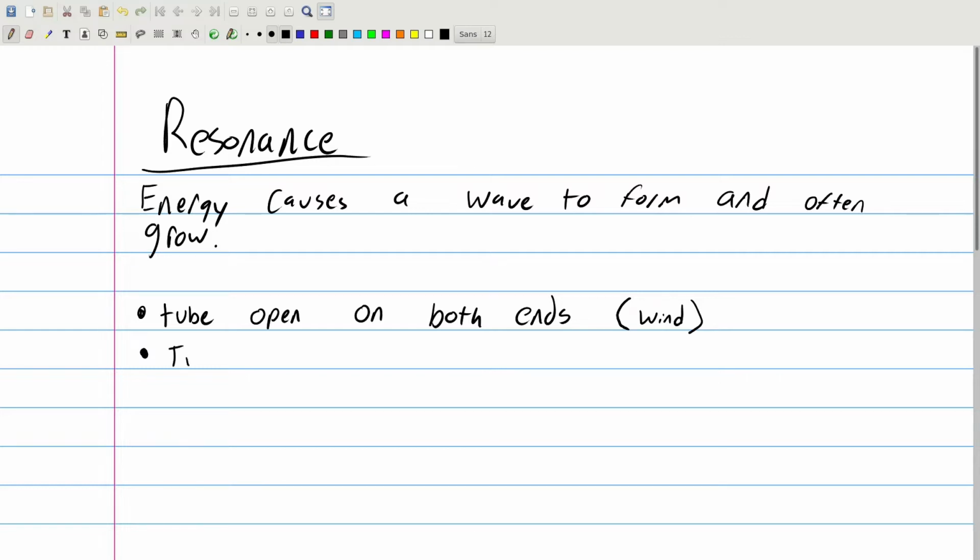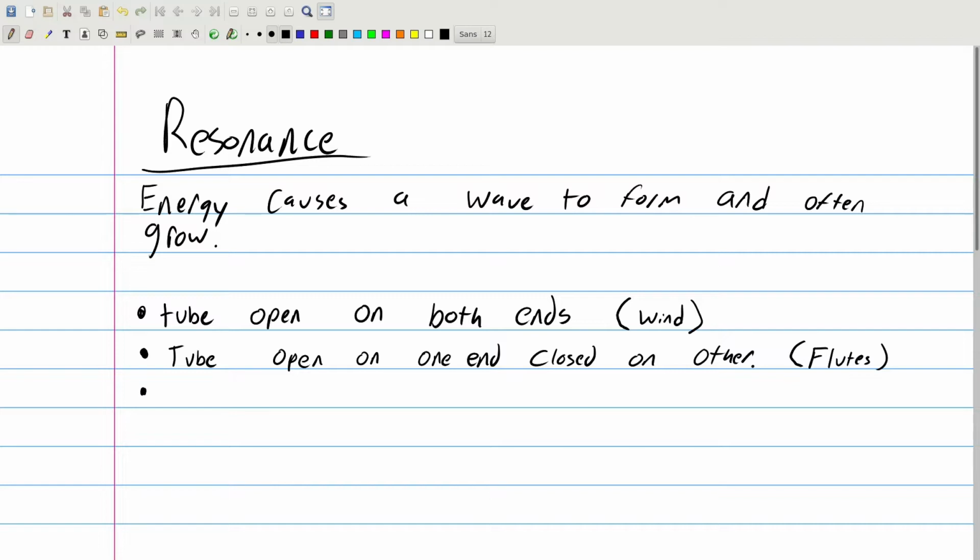Then there's going to be a tube open on one end and closed on the other. So, the classic example of this is that there's a whole family of things. They are called flutes. And flutes in general tend to have one side that is closed, one side that's open. You can even see some of those, like the South American pan flutes. They're open at the top and closed on the bottom.